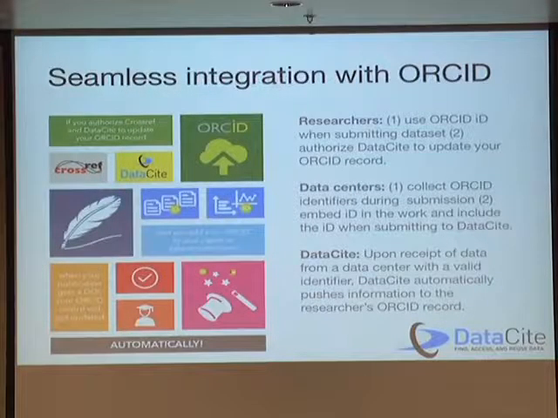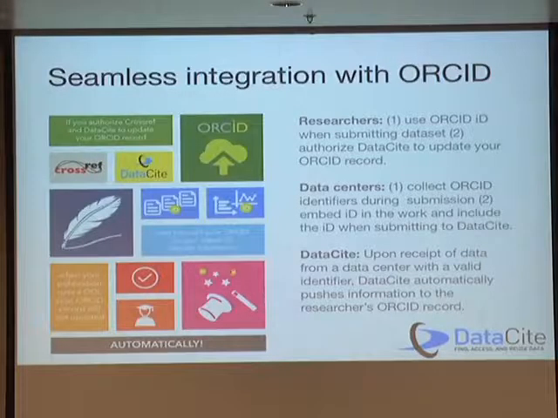One of the things that DataCite has done is work on seamless integration with ORCID. There's many tools and services out there, as I said earlier, and integrating is something we take very seriously. But ORCID is one that I think is very, very important. It allows researchers to obtain a persistent identifier for themselves, and therefore disambiguating them from anybody else and uniquely identifying themselves. We worked with ORCID and Crossref on this. Crossref has this same functionality. Researchers use their ORCID ID when submitting a data set, and they authorize DataCite to update their ORCID records. So this all happens automatically.